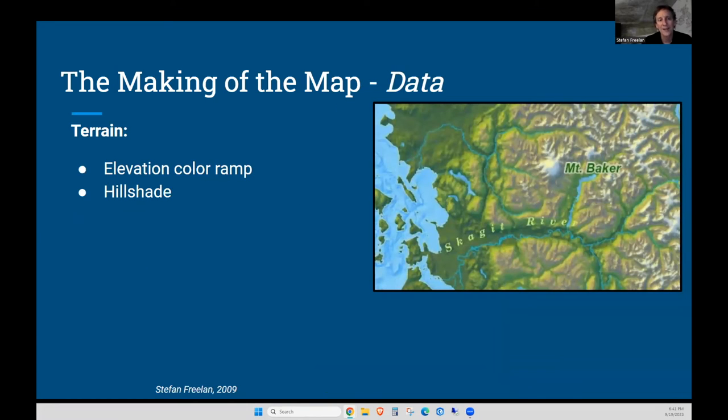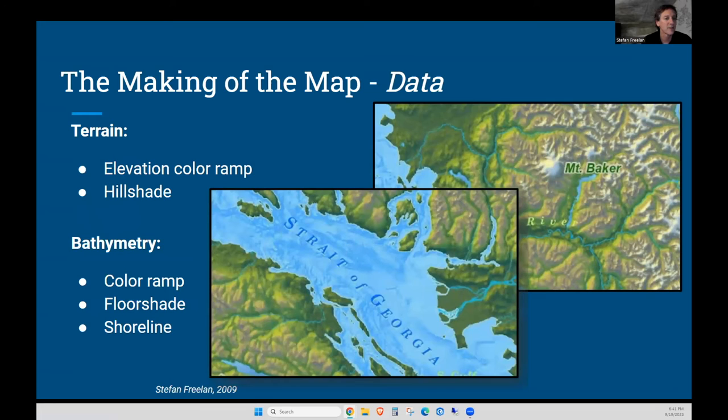So the terrain, this is elevation data that's readily available. And then I'm using a color ramp from dark green up through the browns to the white at the top. Similar for the bathymetry, I've got blues getting darker as you go deeper. And in both of those, I put a shadow, a hill shade effect, or in the water, a floor shade effect, to give it this shadowed terrain quality, as though it were three-dimensional.